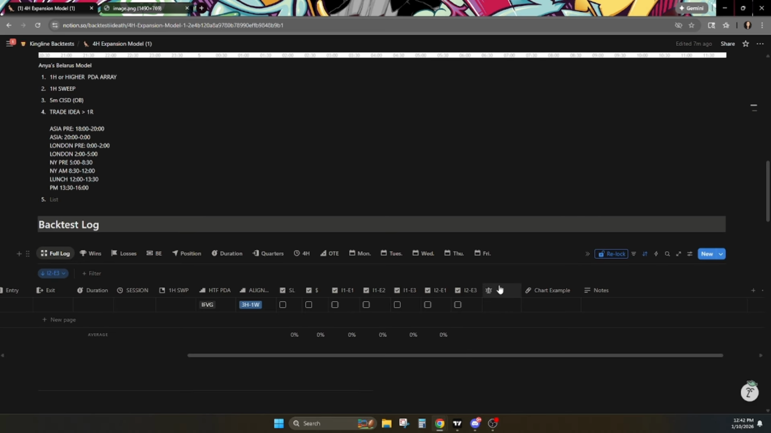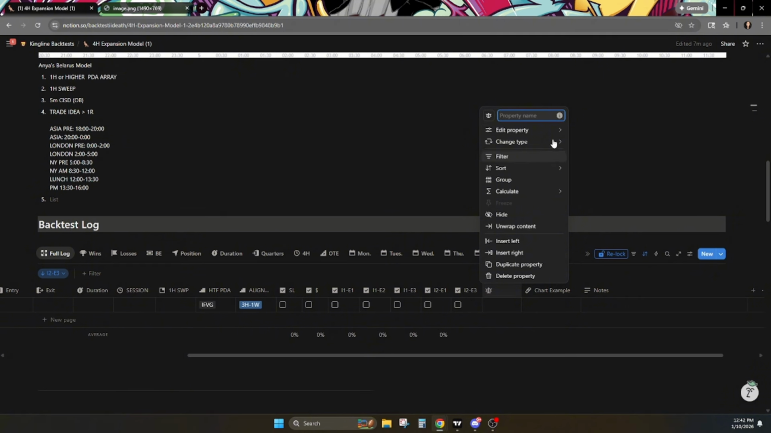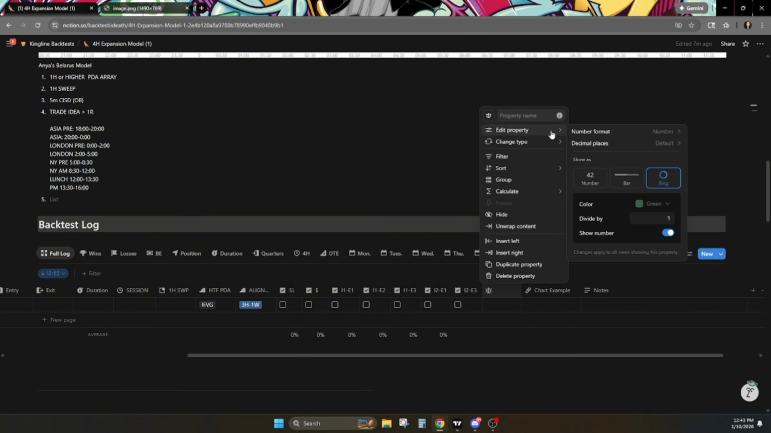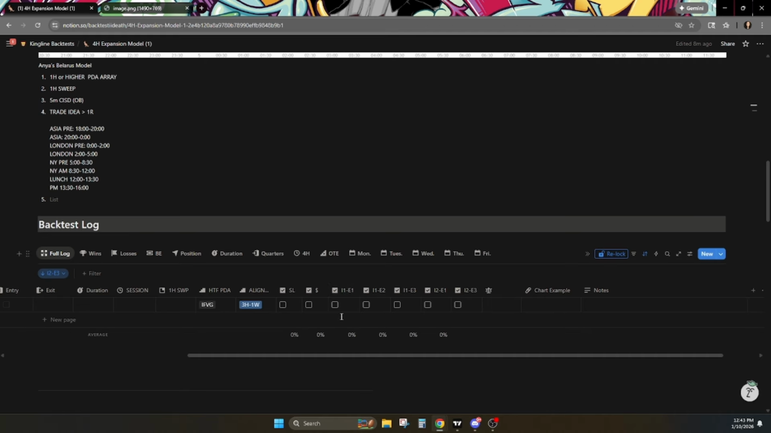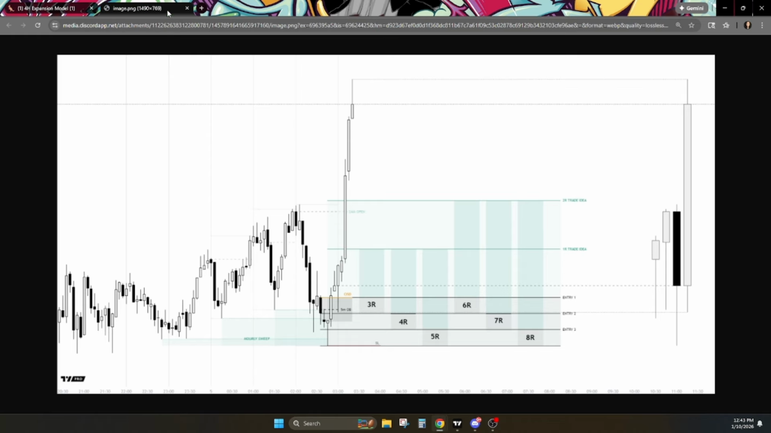The R would more than likely be for... How do we track the R? Let me think about this. Does anyone have any recommendations on how we should track the R? We can track it in the same way that we're tracking entries, in which like what percentage of trades are hitting this R, because again the R according to this image is always going to be the same.